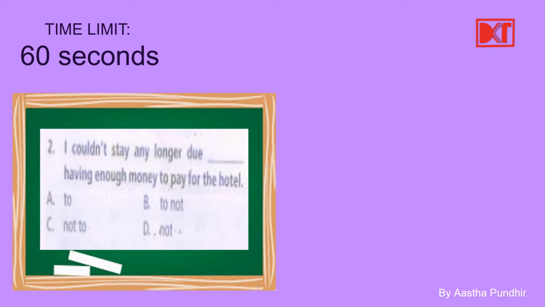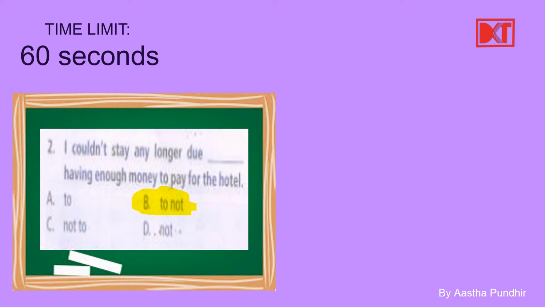Okay, here. I couldn't stay any longer due dash having enough money to pay for the hotel. A, due to not, due not to, or due not having. Now here the correct answer accordingly is B. Due to not having enough money to pay for the hotel. Due to not having enough money. Alright.